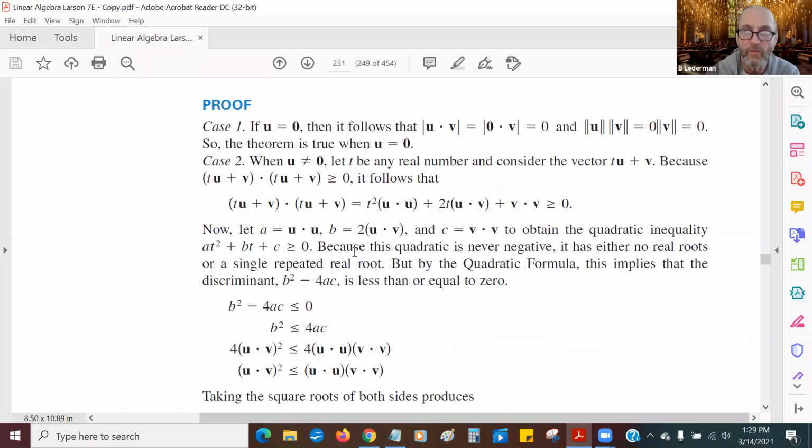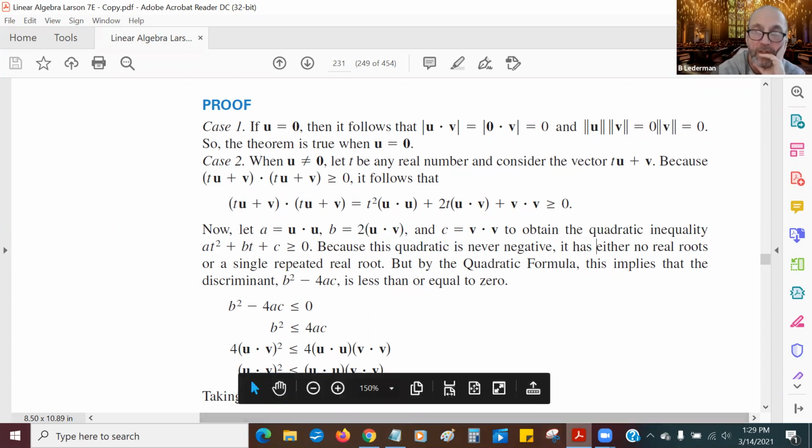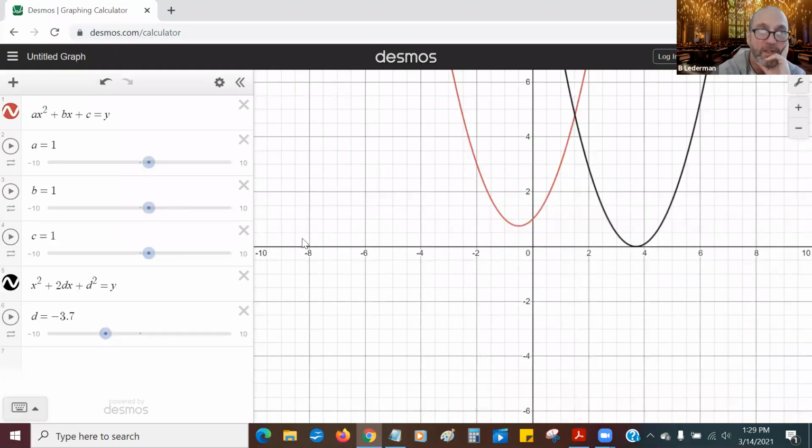0. Just before I finish the proof, I want to clarify this line here: because this quadratic is never negative, it has no real roots or a single repeated root. First of all, what do I mean by never negative? Well, it says over here greater than or equal to 0. When I have a quadratic which is greater than or equal to 0, let's take a look at what that looks like. If it's greater than 0, the graph is going to be up here, not even touching the x-axis. If it equals 0, it's going to hit it in just one point, but not 2 points like a typical quadratic might do. So that's all that meant.